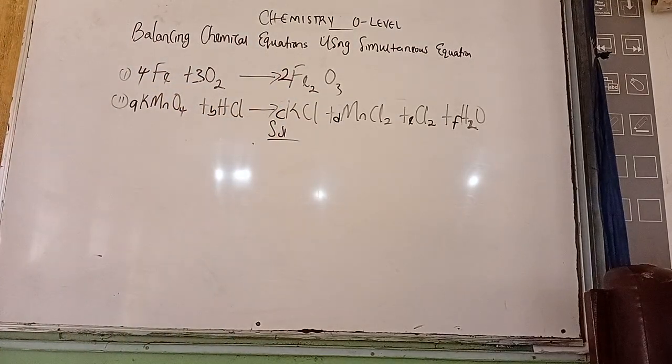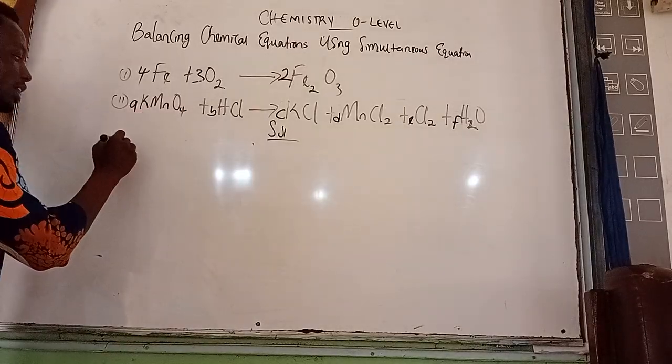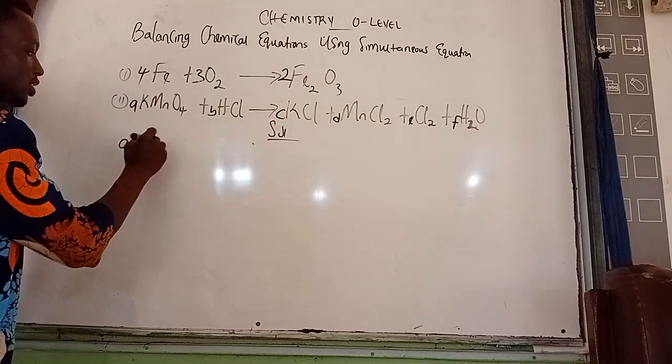Now, A, this is K, potassium. A equals to, where do we have potassium? C. Are we together?